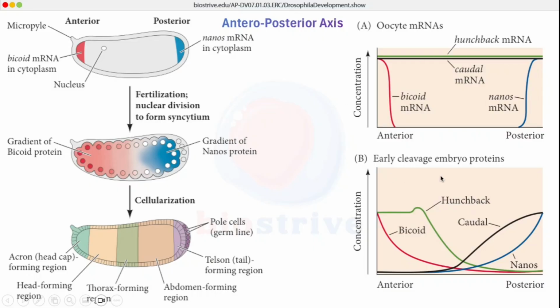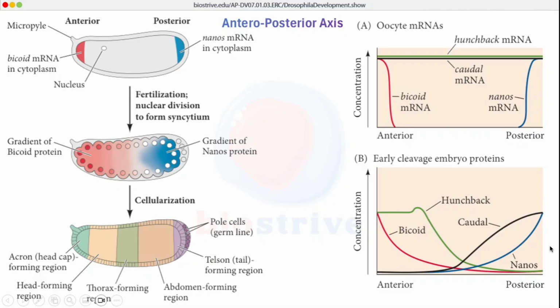But when the early cleavages and these syncytial divisions take place, there is a redistribution of this hunchback mRNA as well as caudal mRNA. The hunchback will shift toward the anterior side and caudal will shift toward the posterior side. As you can see, the gradient of hunchback is relatively constant throughout the anterior side, and then it falls rapidly, and there is a negligible amount of hunchback at the posterior side. Whereas in the case of caudal, the gradient falls at a slightly consistent rate and there is a negligible amount of caudal at the anterior side.